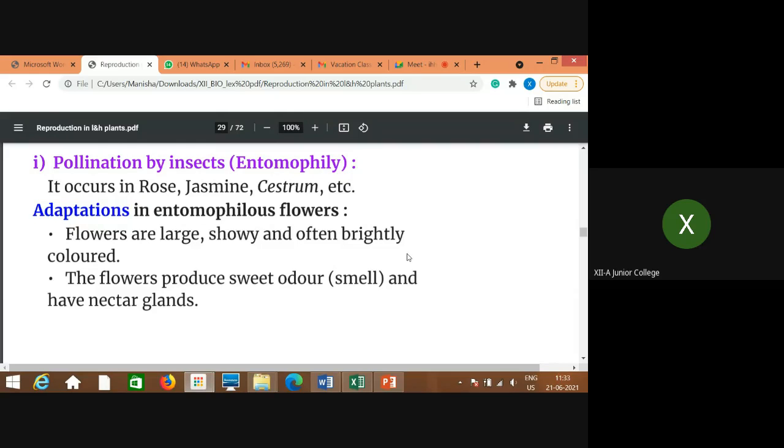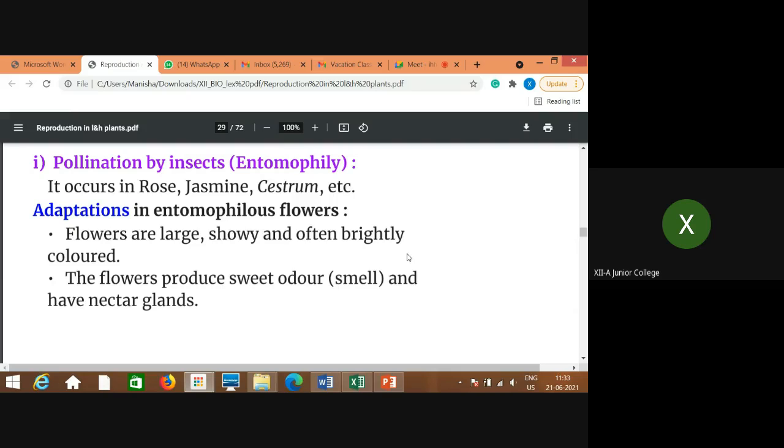Now, what are the adaptations? Obviously, flowers are large, showy, often brightly colored. Why? To attract these insects. These flowers are large so that they can bear the weight of the insect. They are showy, attractive, brightly colored to attract the insects for the pollination. So, these are the very important adaptations seen in entomophilous flowers.